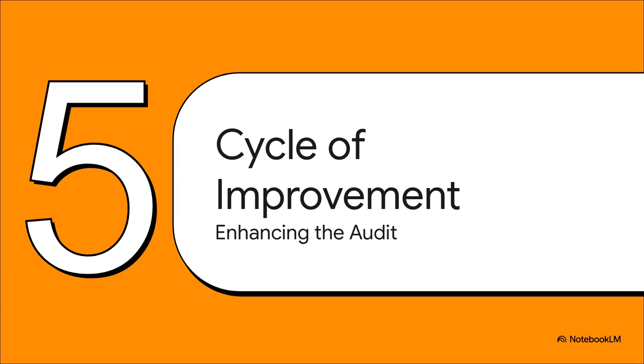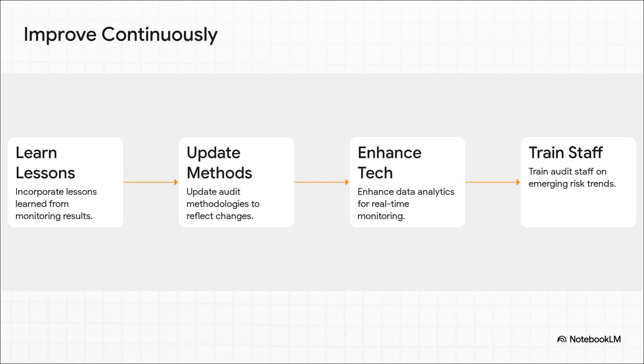And that brings us to our final section, because you see, risk monitoring isn't just about managing the organization's risks, it's also about improving the audit function itself. This is that beautiful feedback loop that drives excellence. Every single monitoring cycle gives us invaluable lessons. We use that knowledge to update our methodologies, to get better at using tech, like data analytics, and to train our team on what's coming next. This is how the audit function itself evolves and stays ahead of the curve.